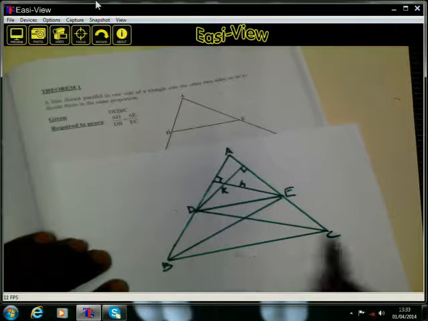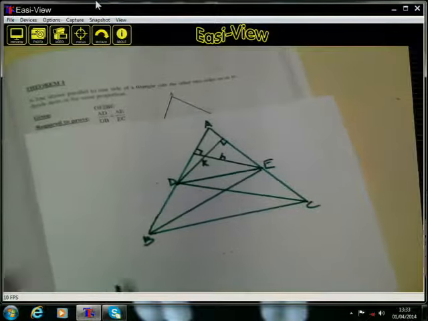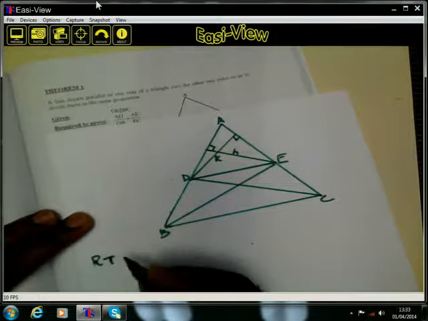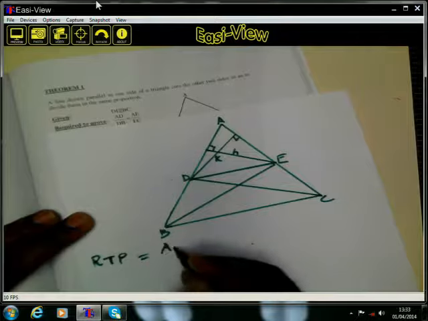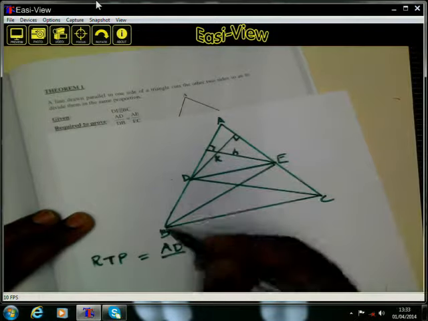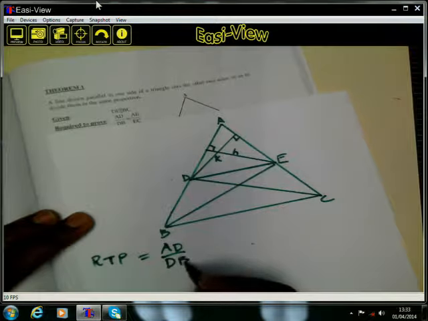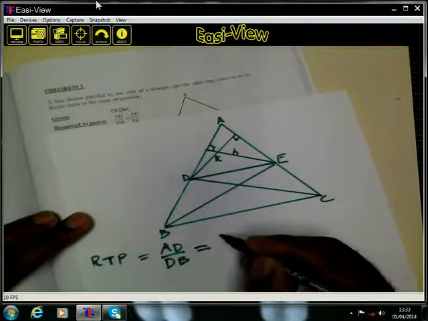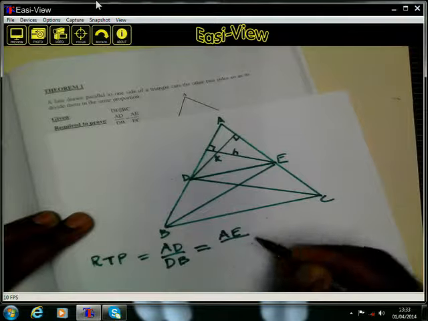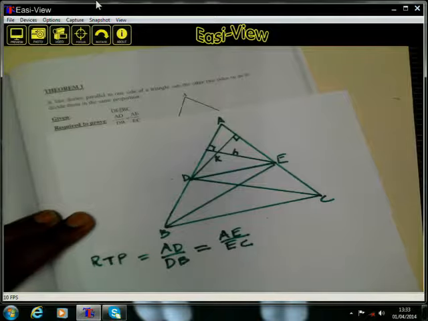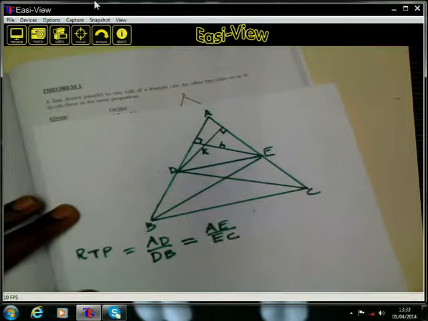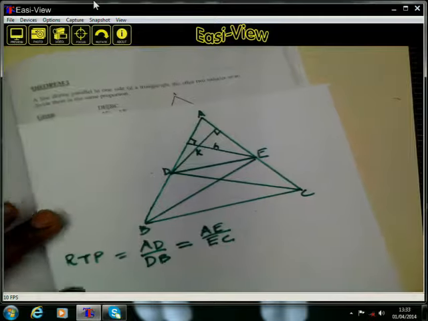And triangle CED. Fine. Now, I want us to prove that indeed, remember, the essence of this theorem is for us, let me write it down, required to prove that side AD over side DB are equal and in proportion to side AE over side EC. That is what is requested of us. With all the constructions that we have together created, then it means we can run with our proof.